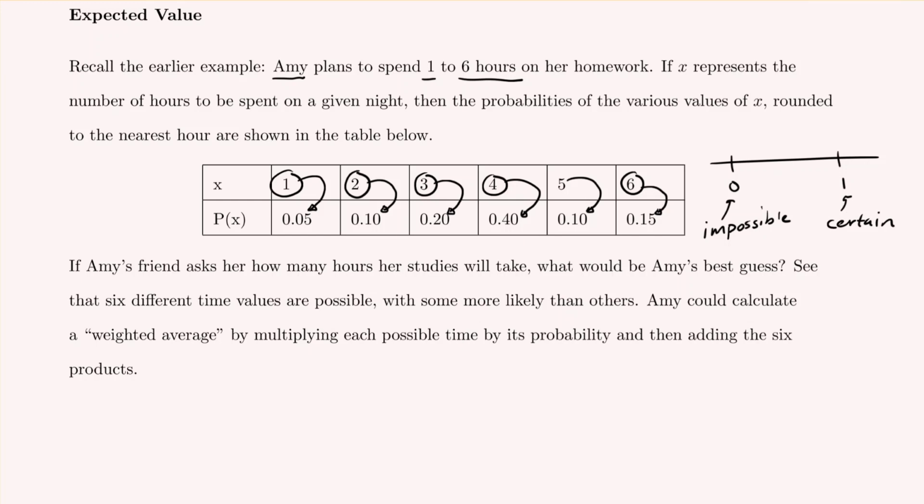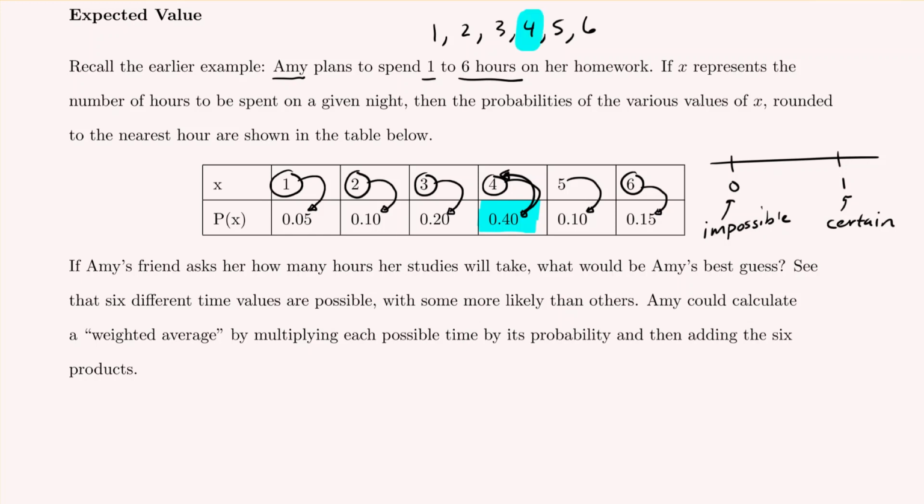So if we were to ask the question, of the hours listed, 1, 2, 3, 4, 5, or 6 hours spent studying, which of the hours is most likely to occur? We would look through the different probabilities, 0.05, 0.1, 0.2, 0.4, 0.1, 0.15. And 0.4 is the largest of the given probabilities. So we would say the most likely single hour amount of time she'd spend studying would be 4.